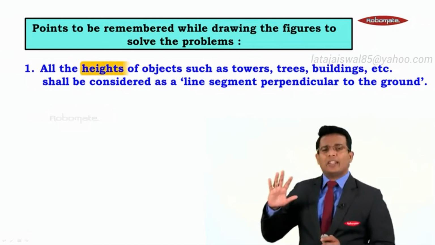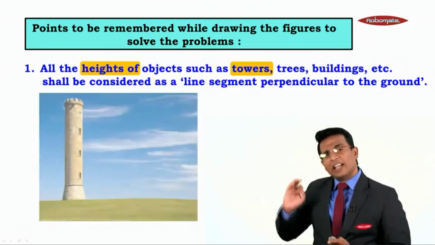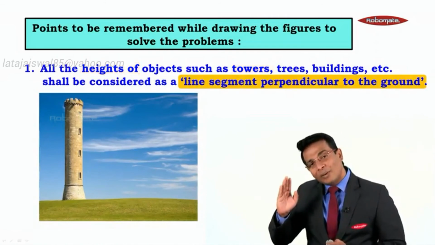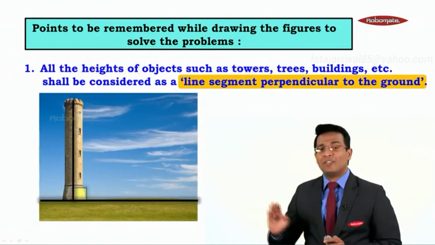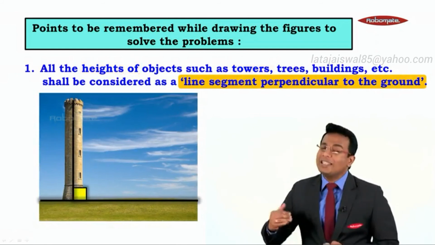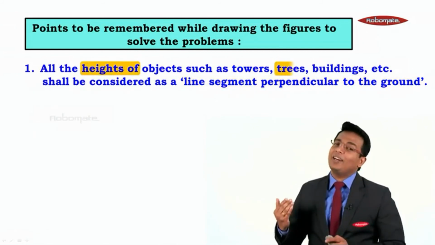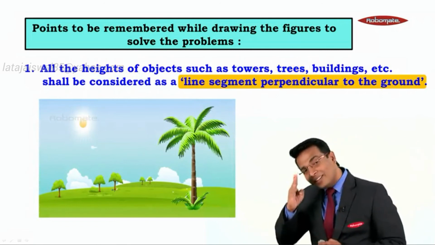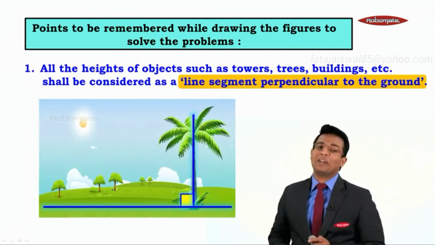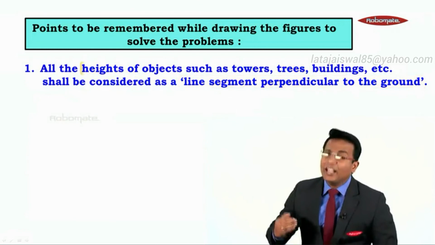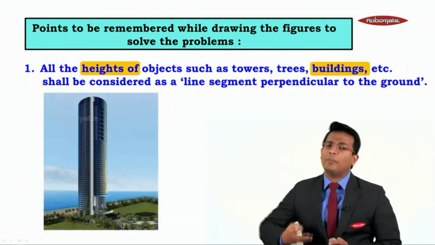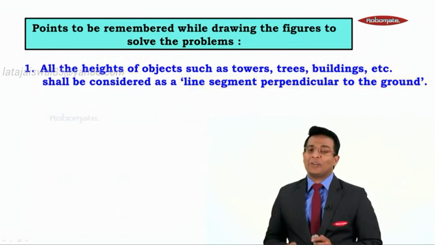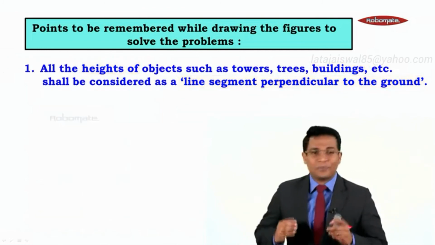I'll make it very clear. Let's understand. If we consider the height of a tower, this tower will be considered as a line segment which is perpendicular to the ground. Similarly, when we consider the height of a tree, that will be considered a line segment which is perpendicular to the ground. Understand that. Similarly, when we consider the height of a building, it will be considered as a line segment which is perpendicular to the ground. So this is what we need to remember, right?